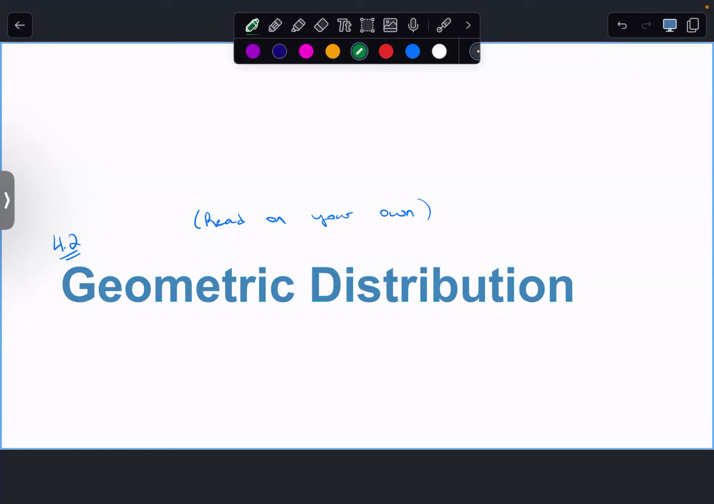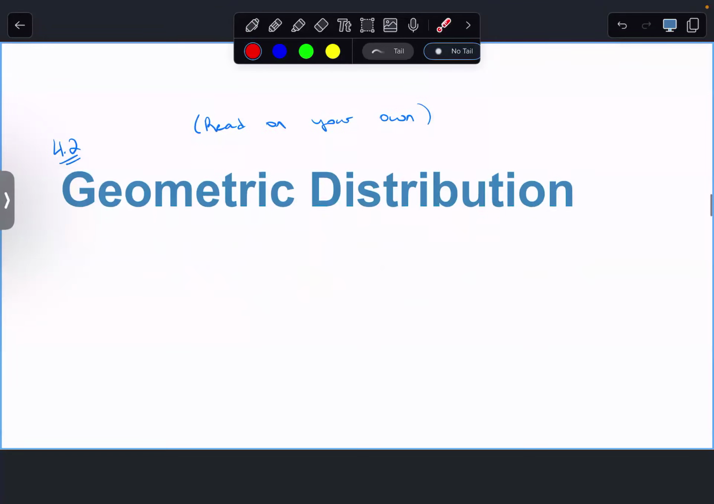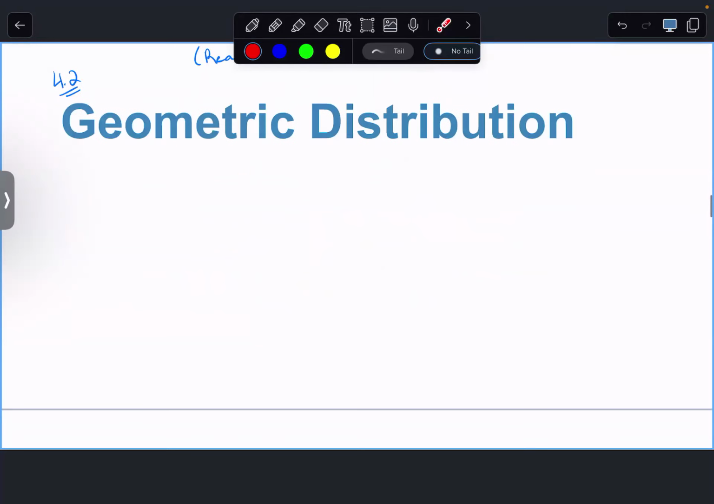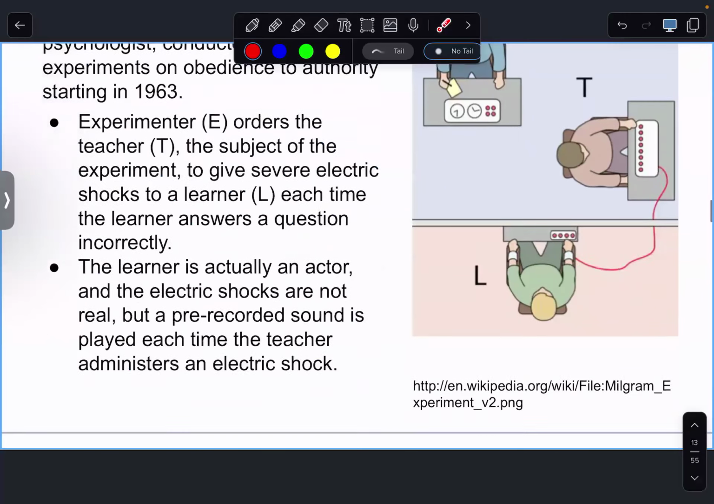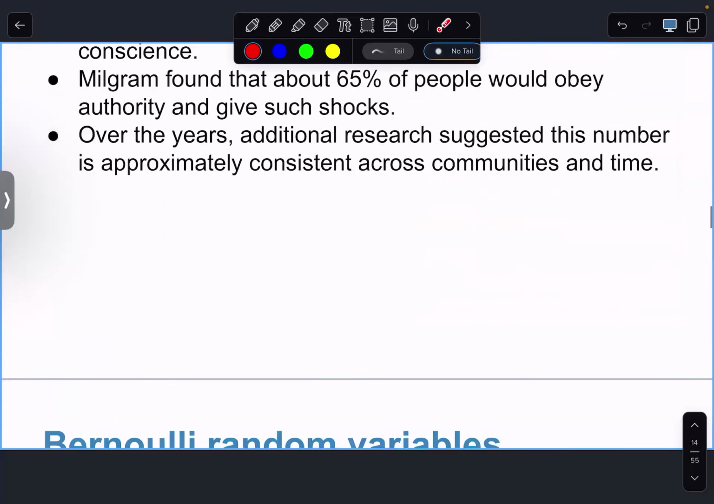I know I love the normal distribution and we use it so much. It's worth the time. But I am going to kind of skip 4.2. It introduces some terminology that I'll kind of bring up. But the geometric distribution, I've got read on your own, but how about I just read it to you?